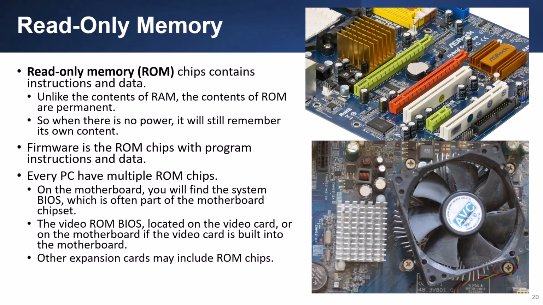Read-only memory, or ROM chips, contains instructions and data. Unlike the contents of RAM, the contents of ROM are permanent. When there is no power, it will still remember its own content. Firmware is the ROM chips with program instructions and data. Every PC has multiple ROM chips. On the motherboard, you'll find the system BIOS. The video ROM BIOS is located on the video card, or on the motherboard if the video card is built into the motherboard. Other expansion cards may include ROM chips.